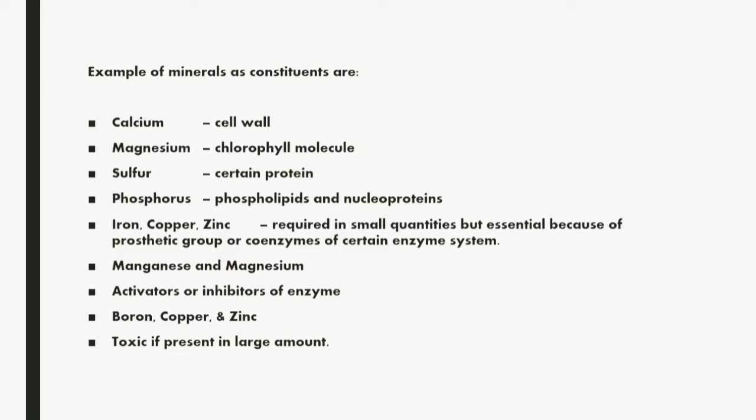Phosphorus, in phospholipids and nucleoproteins. Iron, copper, and zinc are required in small quantities but are essential because they are prosthetic groups or coenzymes of certain enzyme systems. Manganese and magnesium are activators or inhibitors of enzymes. Next, boron, copper, and zinc are toxic if present in large amounts.